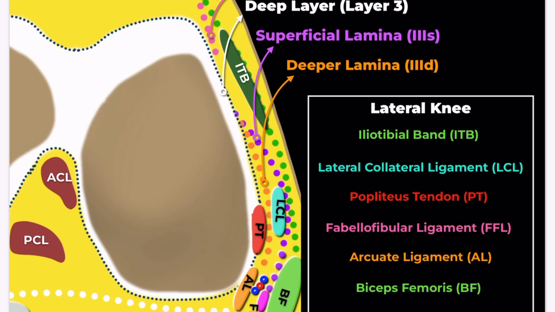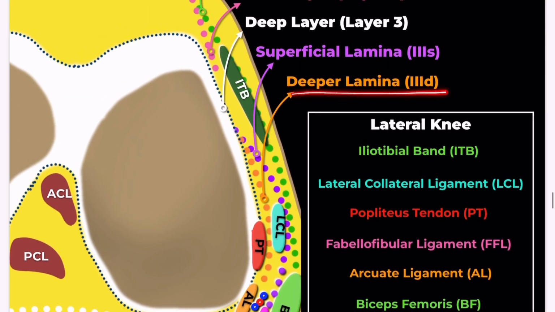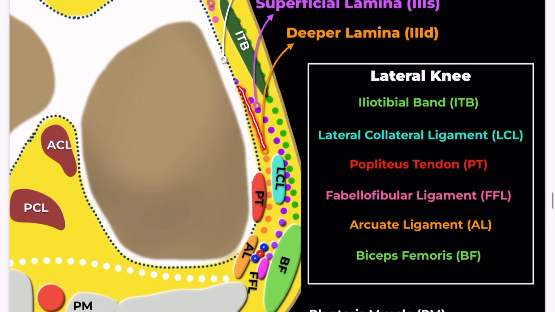The superficial lamina travels superficial to the lateral collateral ligament and ends posteriorly at the Fabellofibular ligament. The deeper lamina travels deep to the lateral collateral ligament, passes along, and attaches to the edge of the lateral meniscus, giving rise to the coronary ligament and ultimately reaching the arcuate ligament.